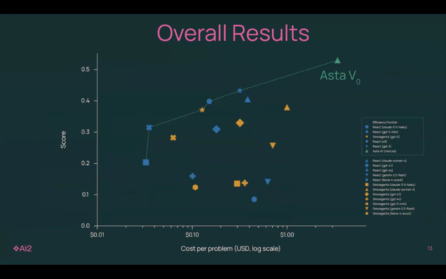How good is the system? The x-axis is cost, getting more expensive as you move to the right. Our current Asta system is the best performing, but also the most costly. So there is this trade-off. There's this Pareto curve at the top of this graph of agents that achieve the best performance per unit cost.